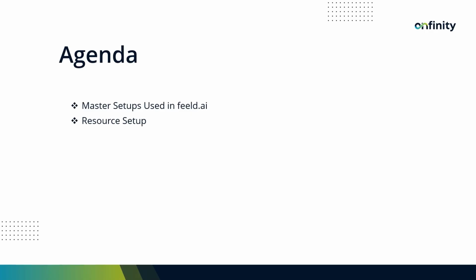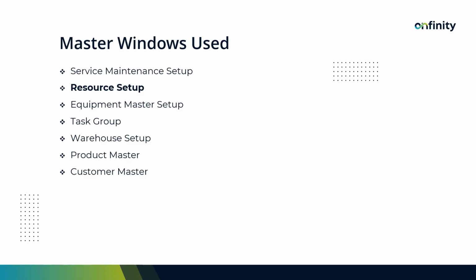The agenda for this video is to see the masters that are being used in Field.ai. Specifically, we will go through the resource setup. What are the different masters or the screens that we have to configure before using Field.ai? Like we already discussed, we will be using the following masters in Field.ai: Service Maintenance Setup, Resource Setup, Equipment Master Setup, Task Group, Warehouse Setup, Product Master, and Customer Master. In this video, we will specifically cover Resource Setup.